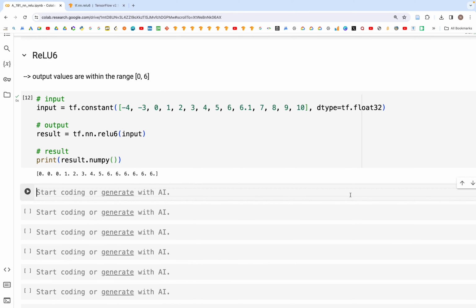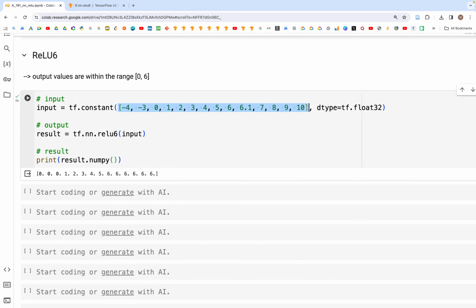Hello and welcome back. In this video, we'll look at the relu6 function, and what we have here is a tensor that has negative values on this side of 0 and all the positive values on this side. In regular relu, what we would get in the output is that the negative values are converted to zeros. All the positive values stay as is.